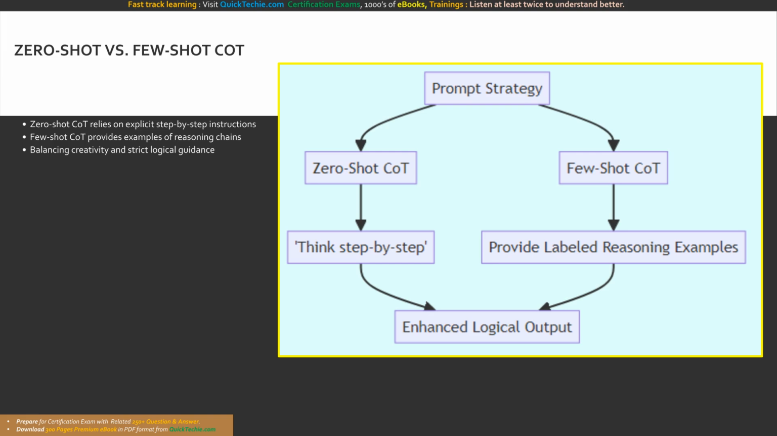This diagram contrasts the two strategies. Zero-shot COT simply appends the think step-by-step directive, while few-shot COT injects meticulously labeled reasoning examples into the prompt payload. Both converge to produce vastly enhanced logical output.